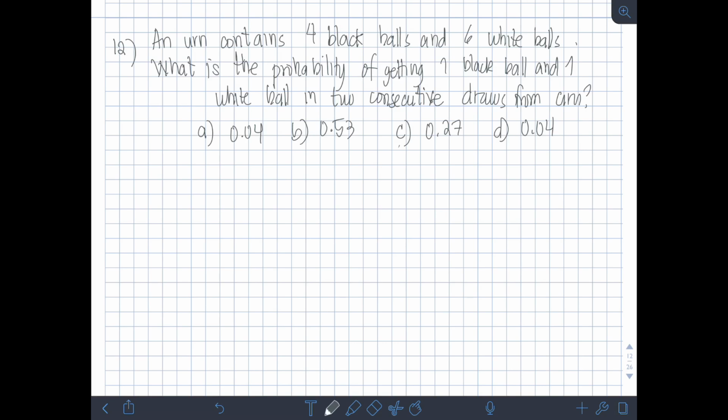What is the probability of getting 1 black ball and 1 white ball in 2 consecutive draws from the urn? Okay, so probability. Yung formula natin for probability of an event, let's say probability of event E, is equal to the number of elements of event E over the number of sample space. So, yung event E natin dito ay yung probability na makakapag-draw tayo ng 1 black ball tsaka 1 white ball kapag nagdraw tayo ng dalawang consecutive ball dun sa 4 black balls saka 6 white balls.